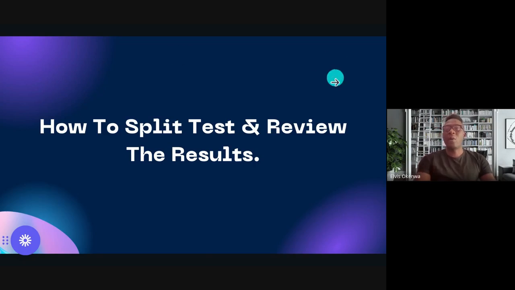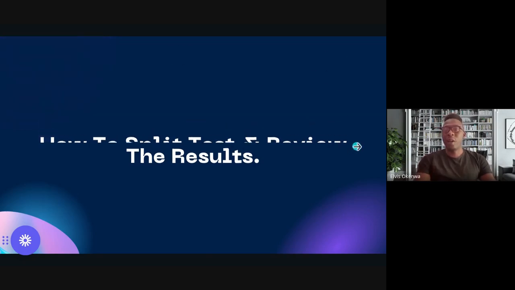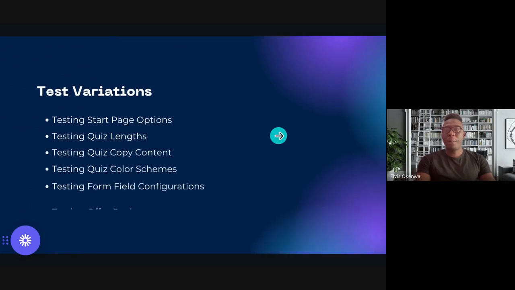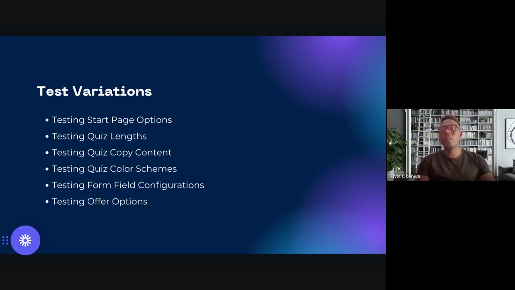Now, I'm just going to show you via a couple of screenshots the variations that you can test in your quiz. First of all, you can test the start page options. You can also test the question length. You can test the quiz copy contents, you can test the quiz color schemes, you can test the form field configuration, you can also test the offer options. And we're going to go through this one by one.